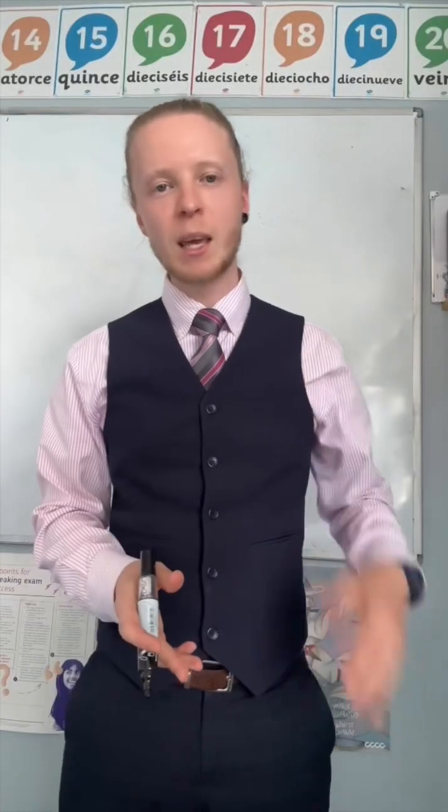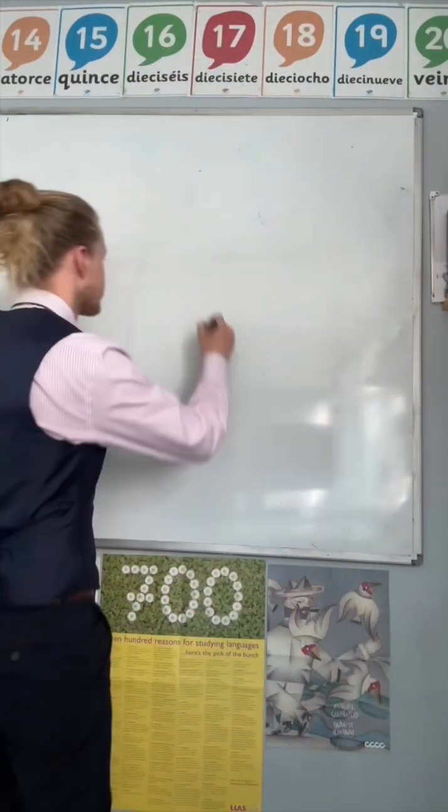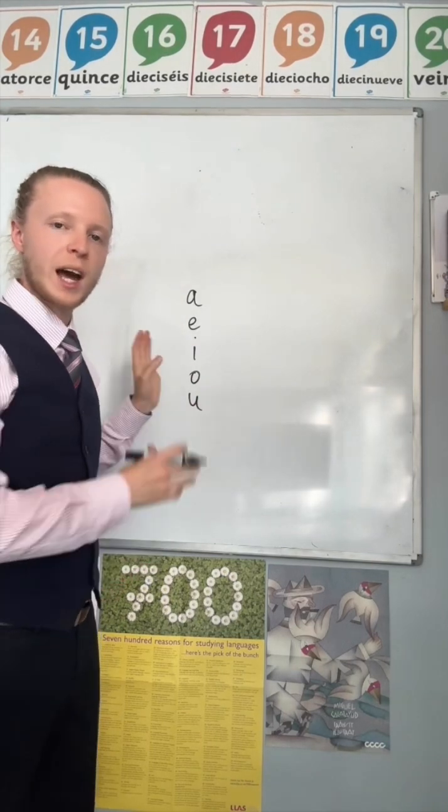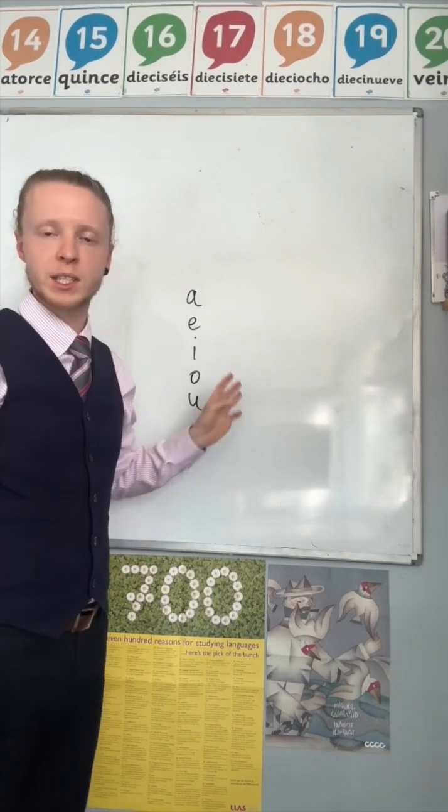In Spanish, there are the same 5 vowels that we have in English. A, E, I, O, U, or in Spanish, A, E, I, O, U. And the nice thing about Spanish is they're really, really consistent.